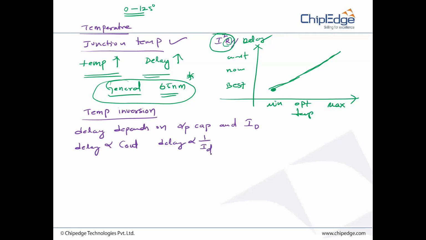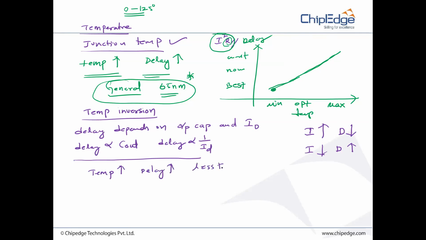How? Because as current increases, delay will be less. As current decreases, delay will be more. That means the capacitor takes more time to charge, or less time to charge, right? In such a way, this relation is there. You understood this. As temperature increases, your delay will increase, right? This is for less than 65 nanometer.